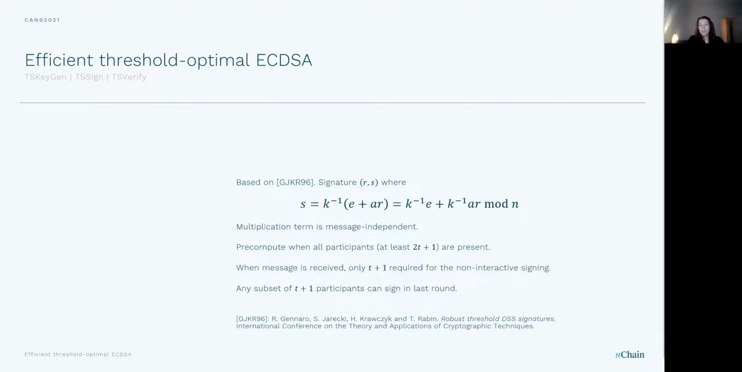If you pre-compute this term and then wait for the message to be received, then once the message is received, you only need t plus 1 participants to be involved in this non-interactive signing. So in the final non-interactive round, we have the same number of participants present as would need to come together to compute the key itself. So as mentioned, any subset of these t plus 1 participants are able to sign in the last round, which is the first time that this property has been achieved for a threshold optimal signature scheme. In the following, I'm going to go into a bit more detail with an example of a 2 of 3 scheme.